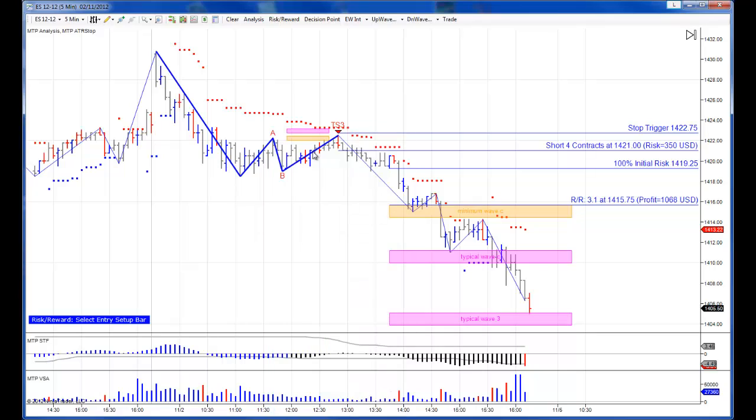So if we now amend the risk reward analysis to show that down there, you can see that the actual result of this trade would have been nearer a 9R profit. In other words, at the typical wave 3 WPT, the profit would have been approximately 9 times greater than the initial risk.